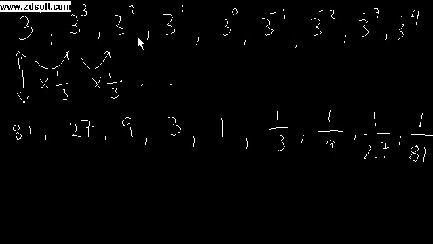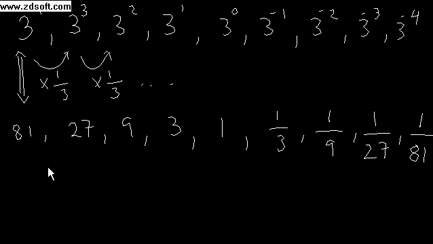Or if I'm going through and looking at the sequence in terms of exponents, I'll have 3 squared, then I divide by 3, I get 3 to the 1. I divide by 3, I get 3 to the 0. But if we look over here, that's the same as 1. And I can do this same analysis for any other power.